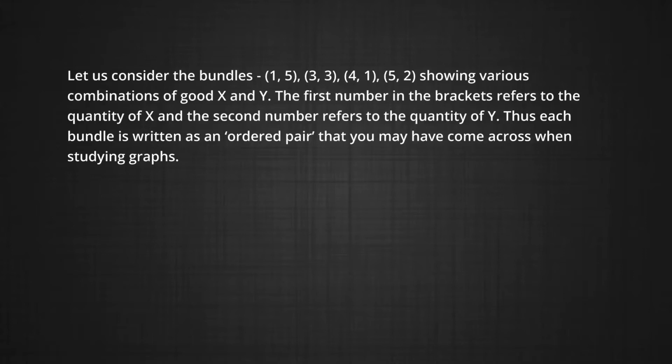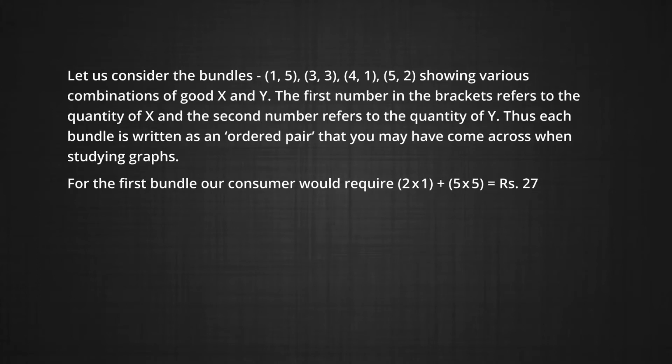(1,5), (3,3), (4,1), (5,2), shown here, which show the various combinations of good X and good Y. The first number in brackets refers to the quantity of X and the second number refers to the quantity of Y. Thus, each bundle is written as an ordered pair. You may have come across ordered pairs when doing graphs in mathematics.